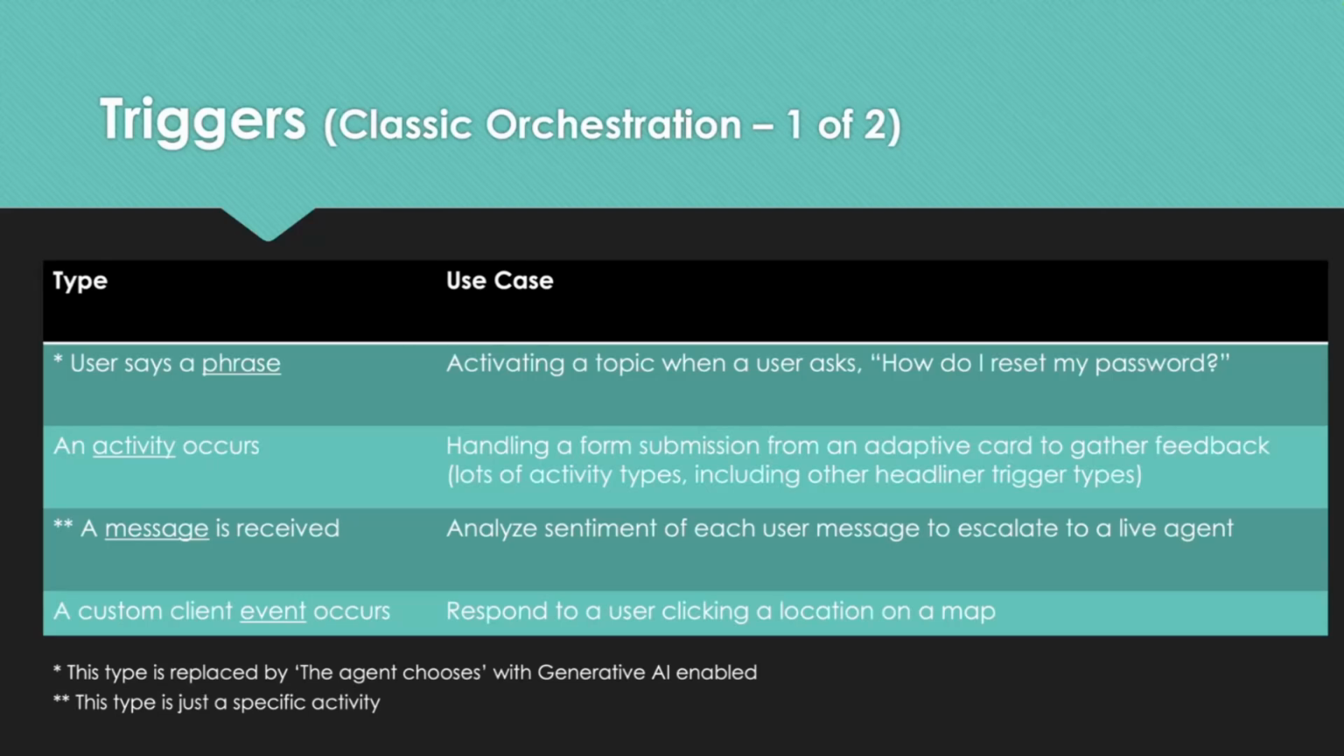Now, again, a few years back it was the only way to really trigger or try to have a conversational approach, but we're going to see this gets replaced by a new generative AI trigger type in a second. You also have when an activity occurs. Now, you have a ton of different types of activities that you can trigger on, even including things like message reactions to your messages inside of the Microsoft Teams client. We can trigger when a message is received, and it's actually just a specific type of activity.